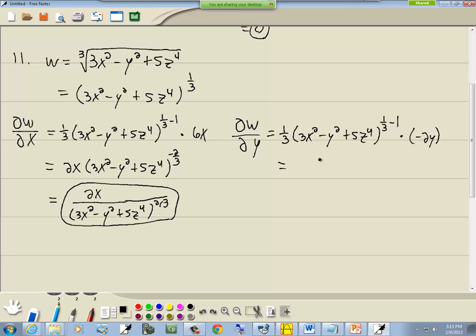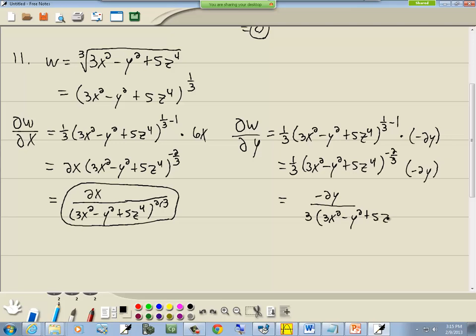And put that all into a single fraction. Well, actually, go ahead and put the step there. So I got 3x squared minus y squared plus 5z to the fourth to the negative 2/3 power. Now put it into a single fraction. So we'll have a negative 2y on top, 3 times 3x squared minus y squared plus 5z to the fourth to a positive 2/3 power.